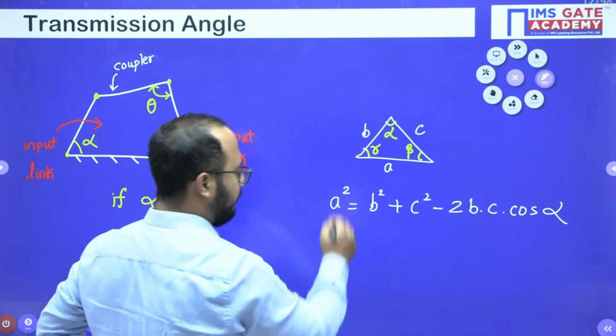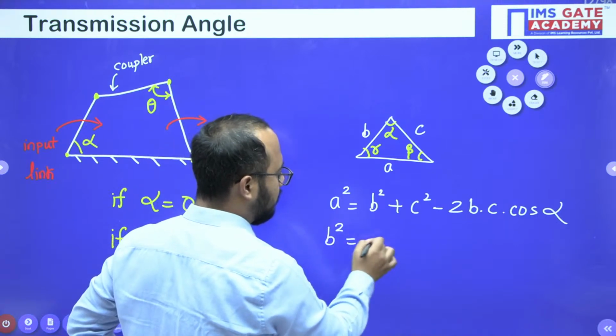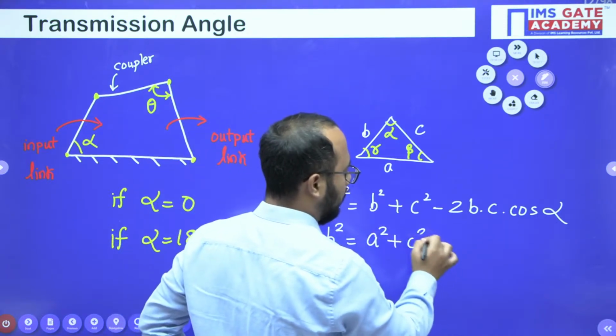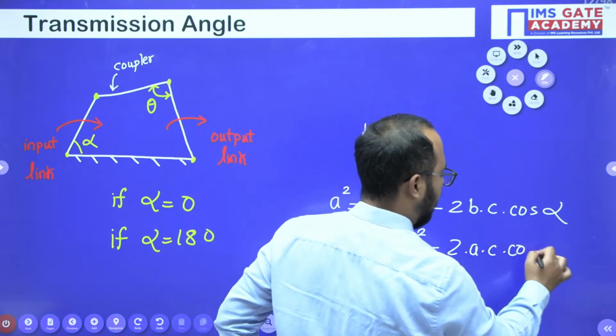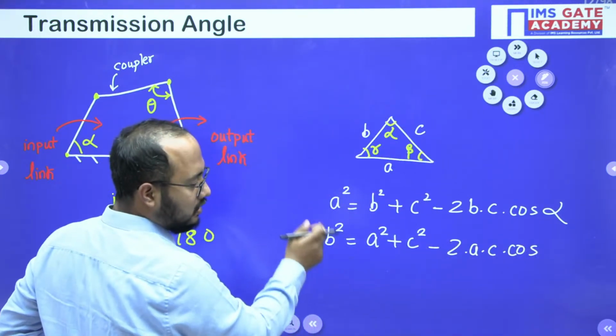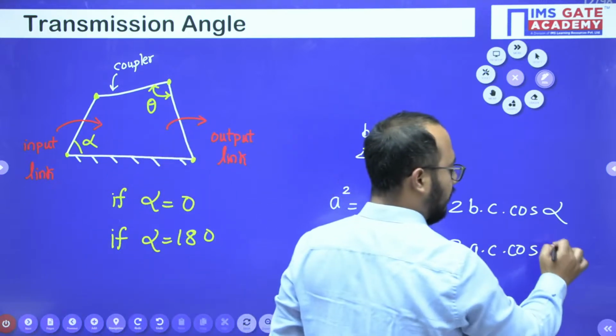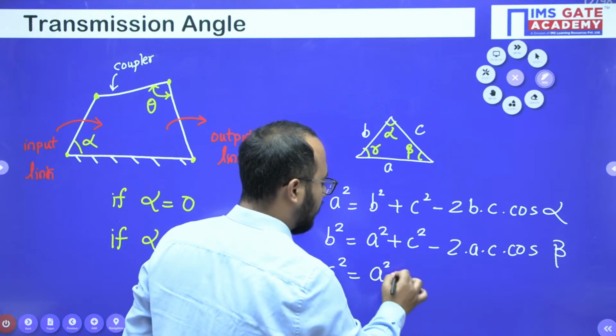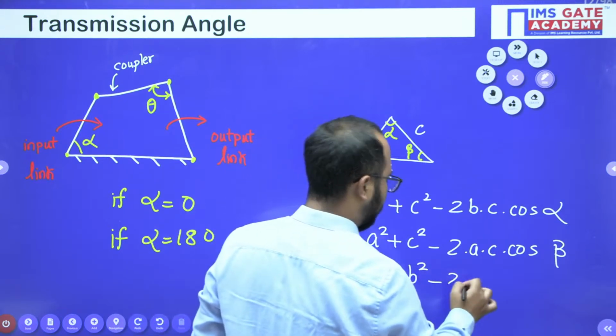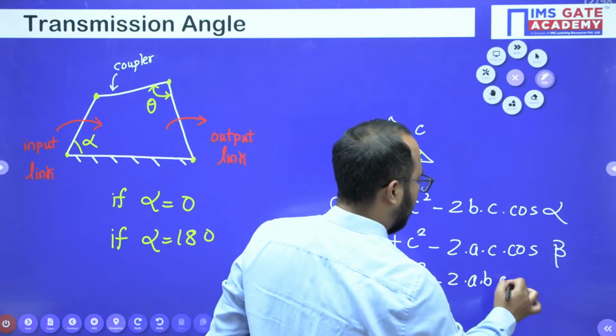Or if I have to write B, what I will write here? B square will be equal to A square plus C square minus 2 into A into C cos of the angle just opposite to B, that is beta here. And in a similar way I can write C square also: A square plus B square minus 2 into A B into cos.